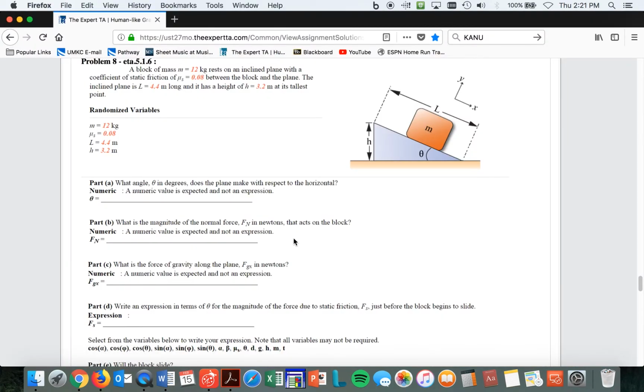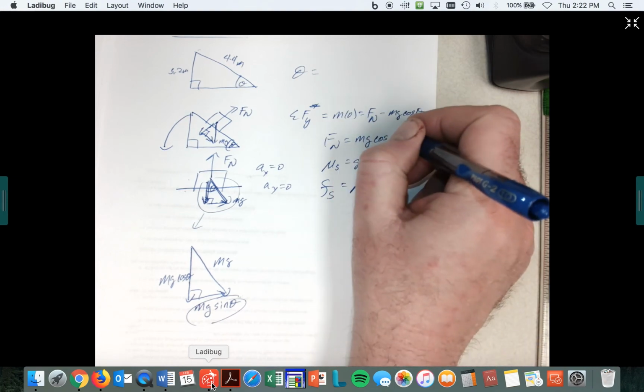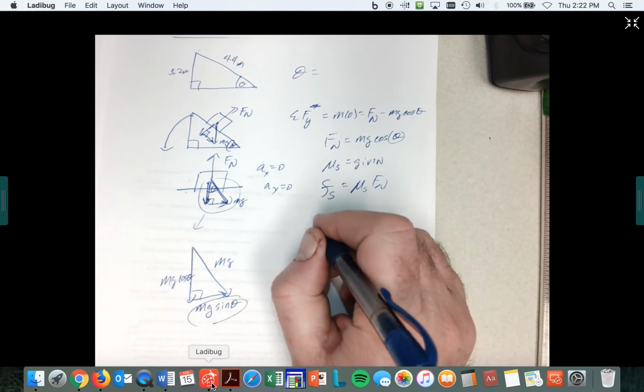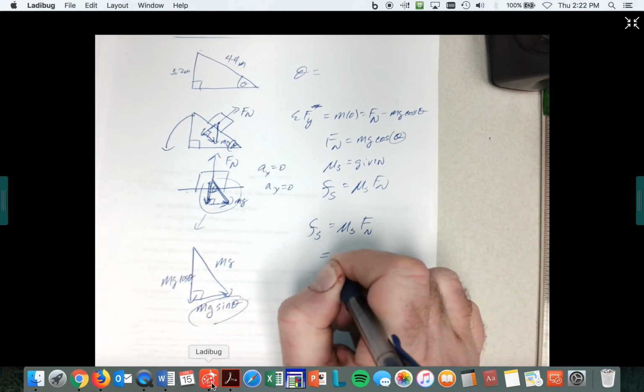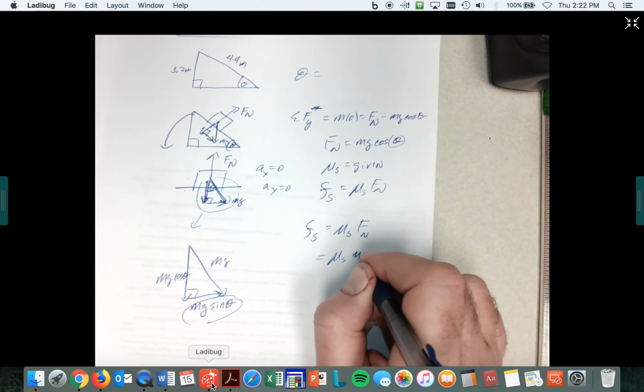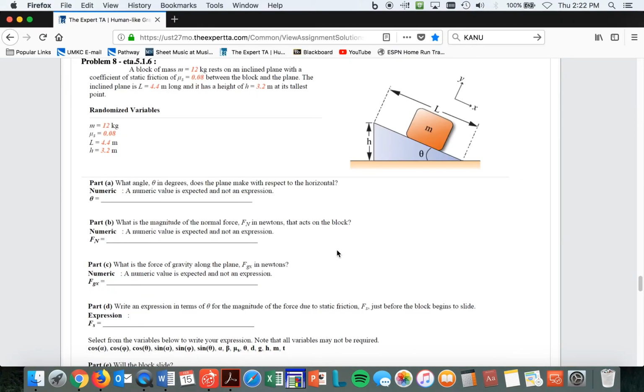I don't mean to tell you how to suck eggs, but we needed to go through it. Write an expression in terms of theta for the magnitude of the force due to static friction. We already did that. In terms of theta, there it is: static frictional force is equal to mu of s times Fn, which is mu of s times mg cosine theta. Piece of cake. We can do this all day long.